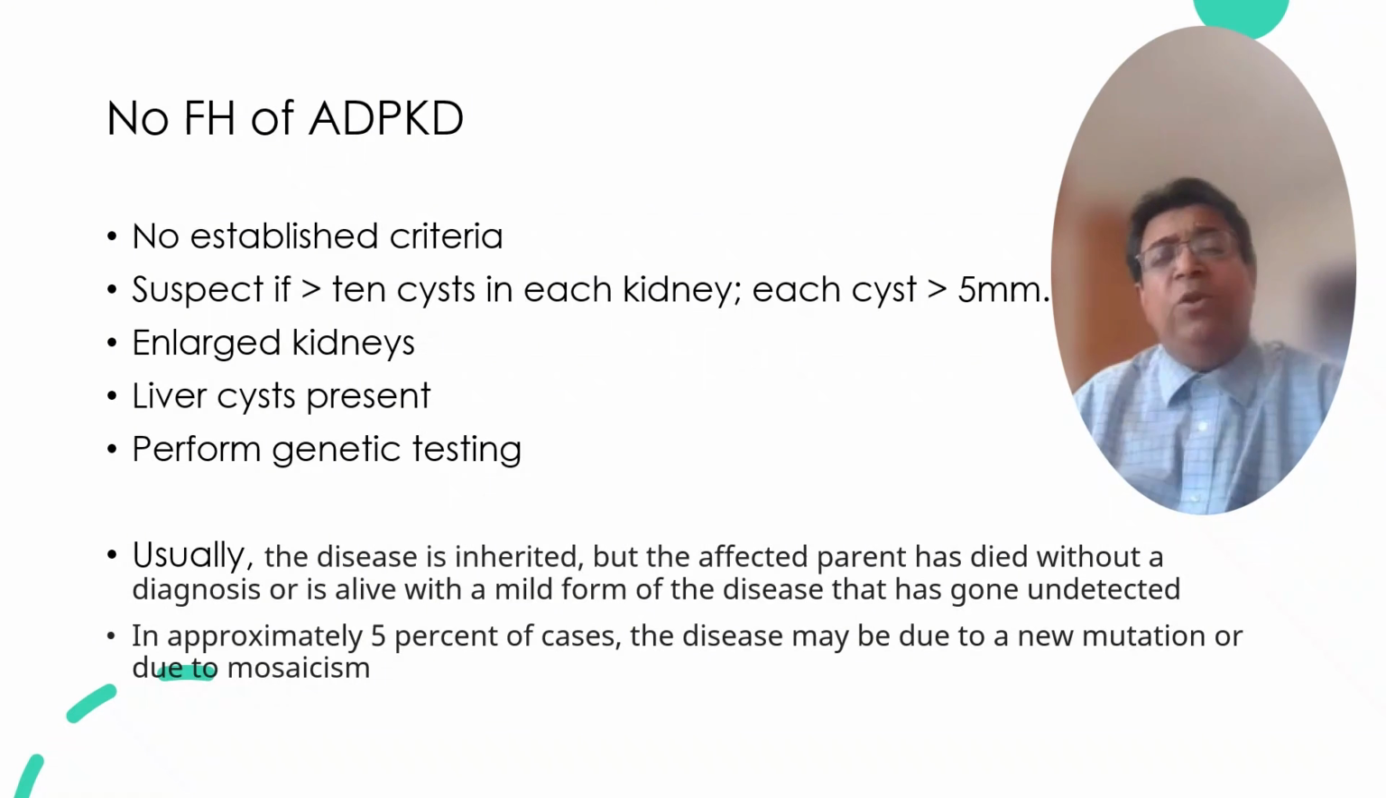So if they don't have a family history of ADPKD, is it a new mutation or something like that? No, most of the time it is inherited. The affected parent may have died without a diagnosis or may have a mild form of the disease that has gone undetected. In 5% of the cases, the disease may be due to a new mutation or due to mosaicism.